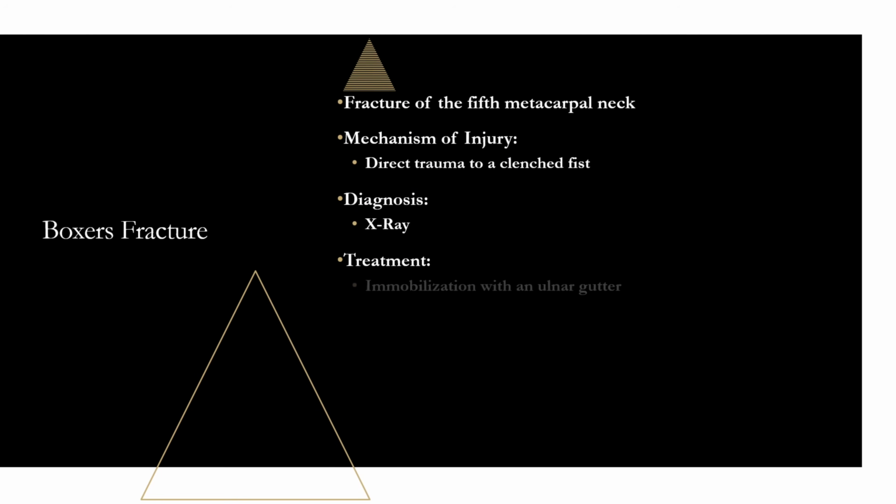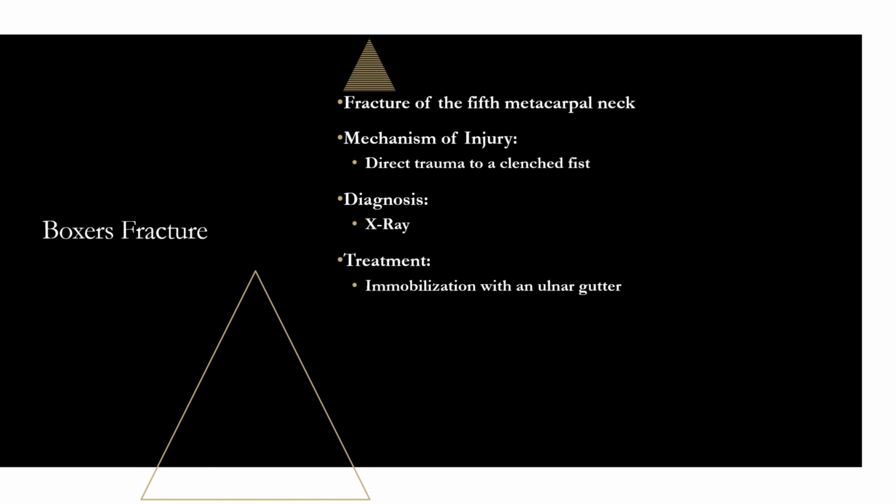Treatment: immobilization with an ulnar gutter splint that's going to be used to immobilize the fracture of both the fourth and the fifth metacarpal necks if they're both fractured. If the patient has an open fracture, severely comminuted fracture, or a fracture with significant angulation, usually over 30 to 40 degrees, it's going to require surgical consult. Otherwise, immobilize with the splint.